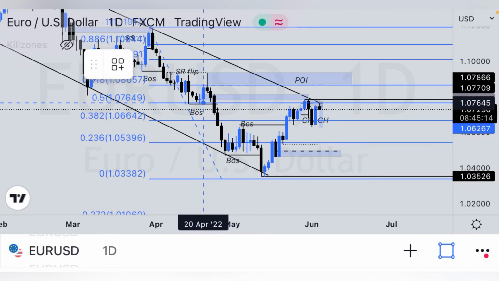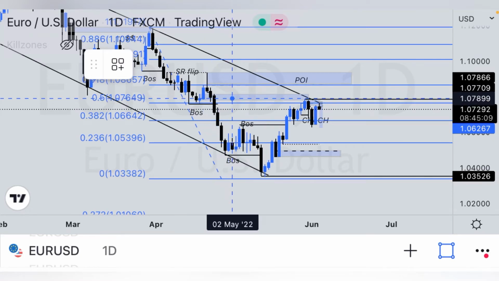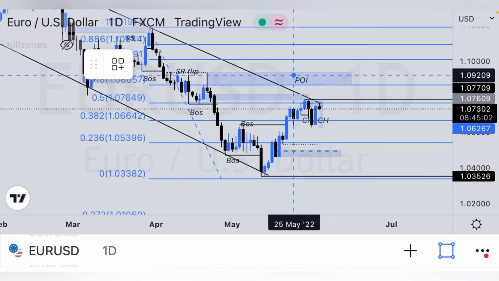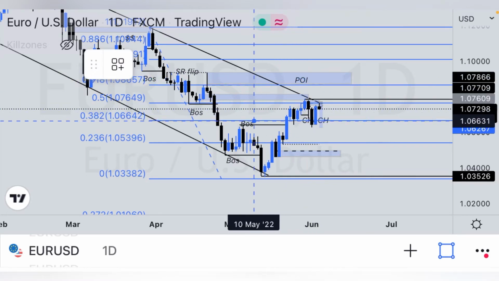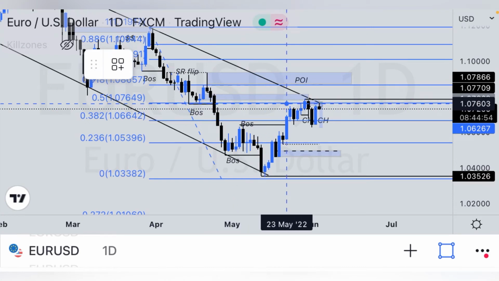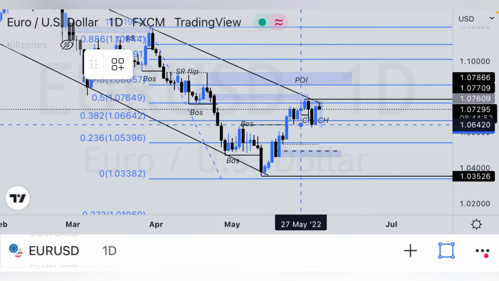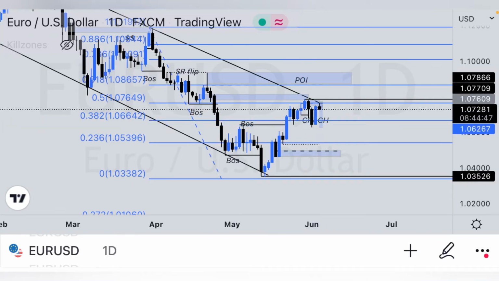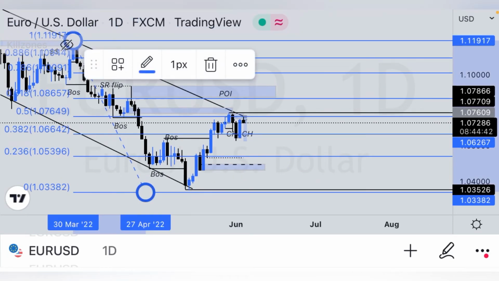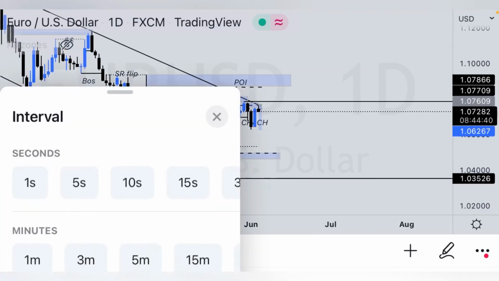It's normally called like a failed zone, you understand? Failed zone. So this is our first POI, and here is our second POI, understand? So what the market did, and this POI lies within 50% of the Fibonacci. So that's why the market created this confirmation, which I'm going to go to the lower time frame. I will remove this Fibonacci so that you see it clearly.